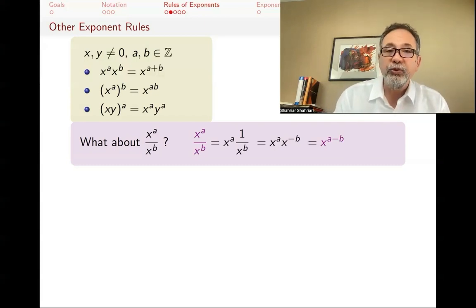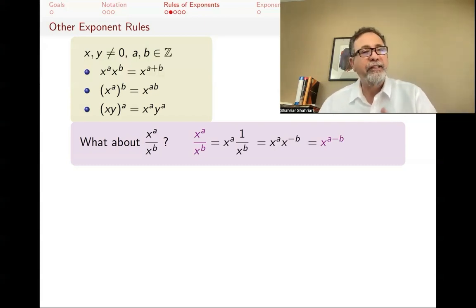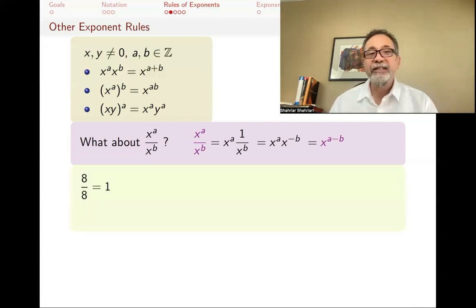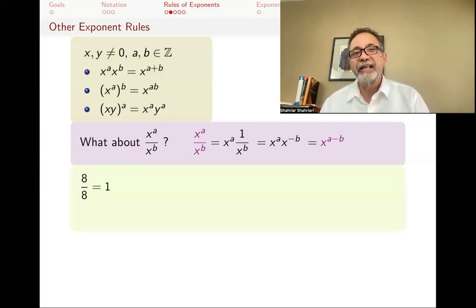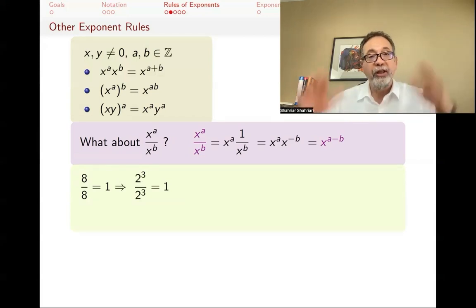You can think of this as a new rule if you like: x to the a divided by x to the b is x to the a minus b, but this follows from the other ones. This rule does give us a reason why we said 5 to the 0 or 2 to the 0 is 1. First of all, you believe me if I say 8 divided by 8 is 1, and that's the same as saying 2 cubed divided by 2 cubed is 1. No mystery there, nothing up my sleeves.